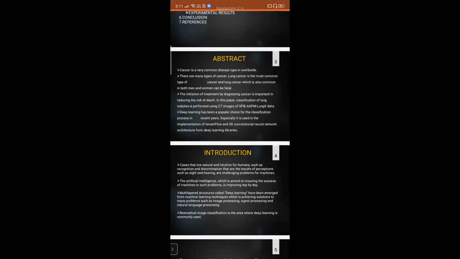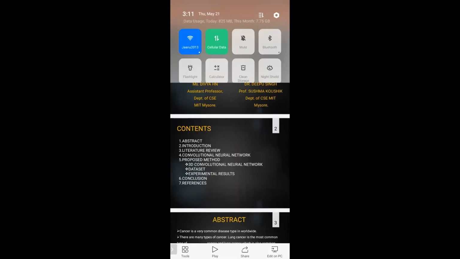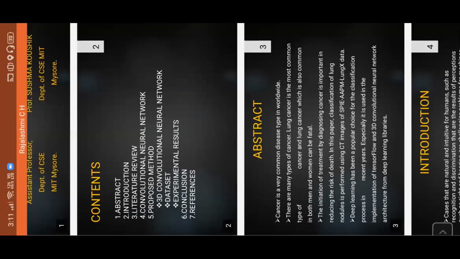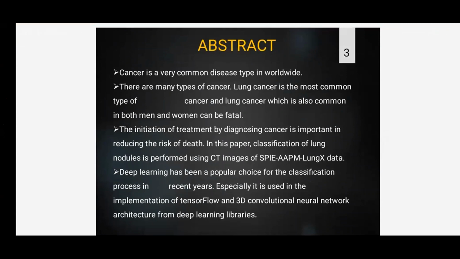The abstract of this topic is cancer. Cancer is the most common disease in the world. There are many types of cancer. Lung cancer is the most common in both men and women. Deep learning has been a popular choice for the classification process in recent years.